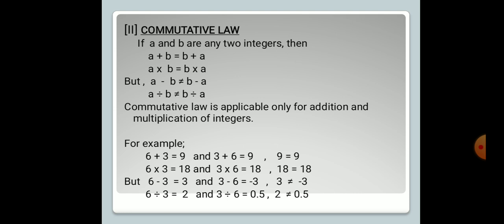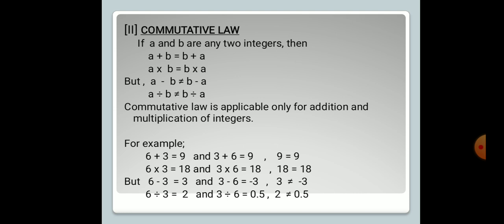Then the third one, a minus b, subtraction. A minus b is not equal to b minus a. For example, 6 minus 3 is 3, but 3 minus 6 is minus 3. 3 is not equal to minus 3. If the position of the integers is changed in the case of subtraction, both of the answers are not the same. A minus b is not equal to b minus a.